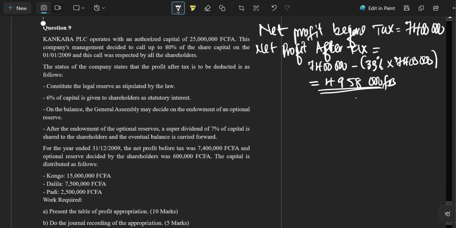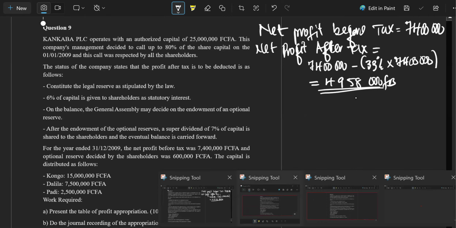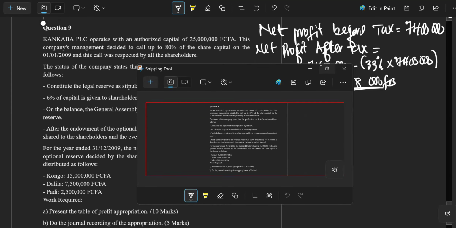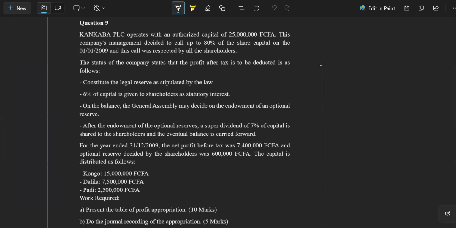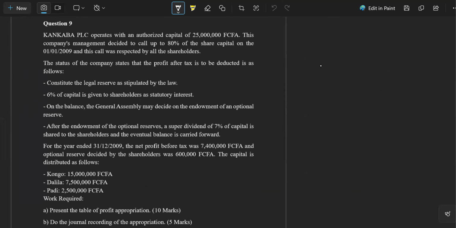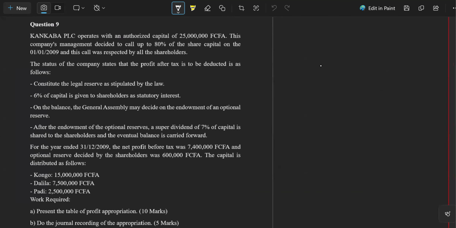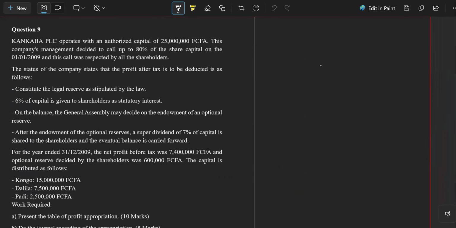Okay, so now we're going to go to the table of operational profit. Let's see how to share the profit now. So this is our table, our table of operational profit.